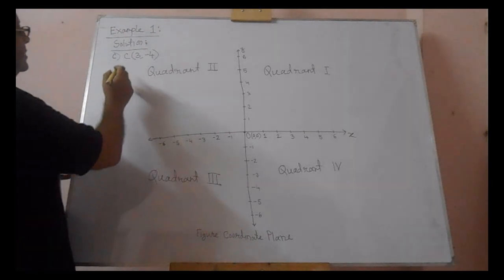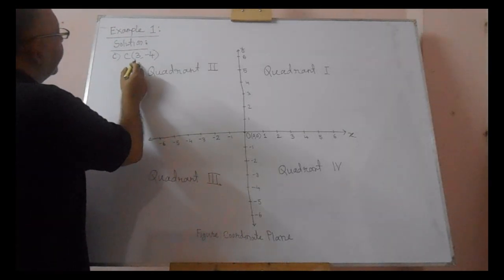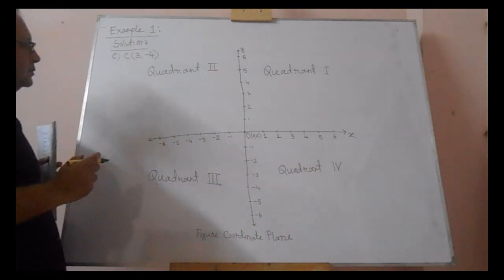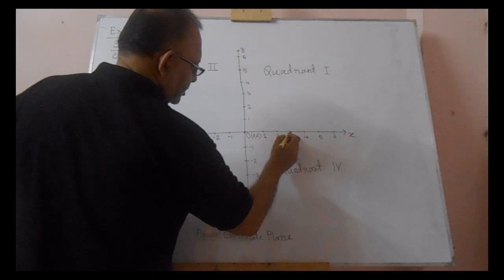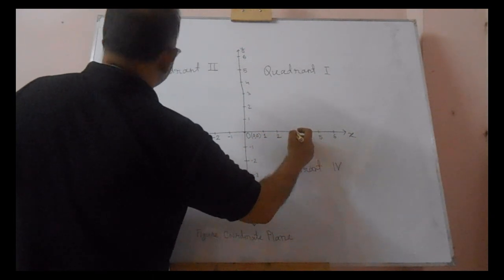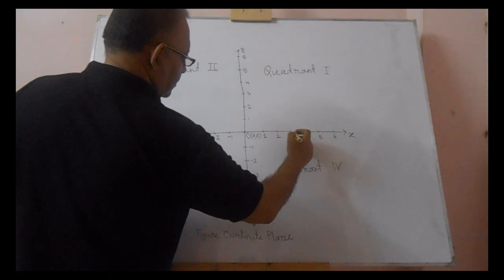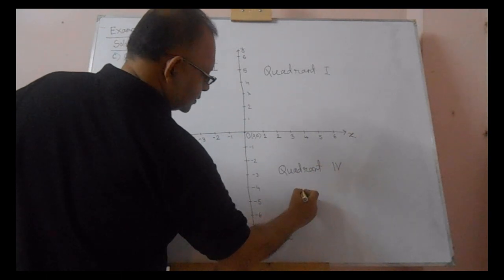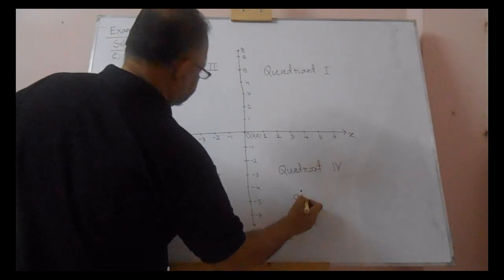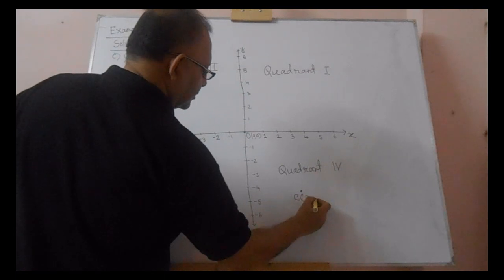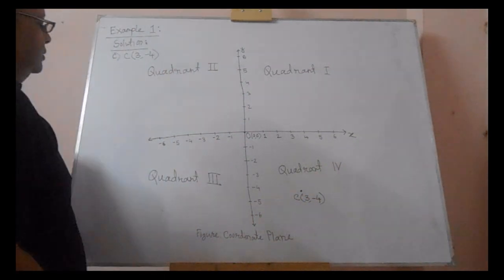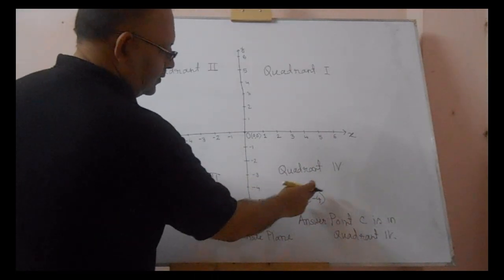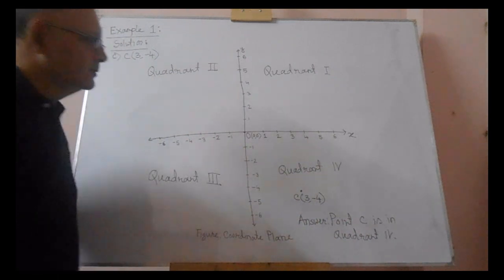This is part C. Here the point is C and its x coordinate is plus 3 and y coordinate is negative 4. So plus 3 is 1, 2, 3. This is plus 3 and from this point negative y will be minus 1, minus 2, minus 3, minus 4. So this should be the point C, (3, -4). So we can write the answer: Point C is in quadrant 4. This is quadrant 4.